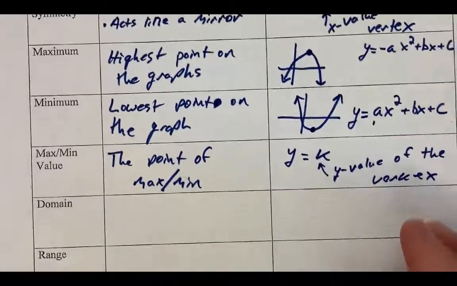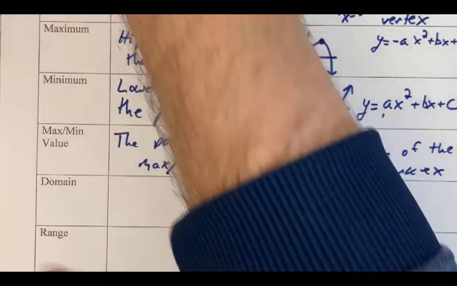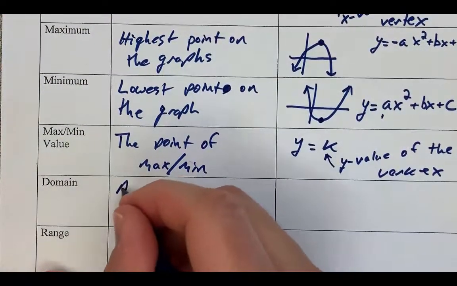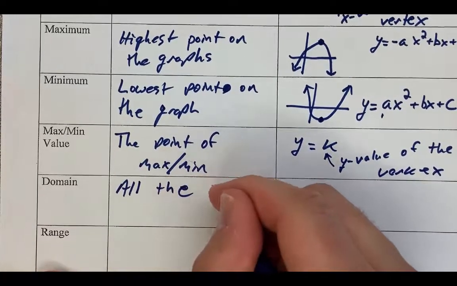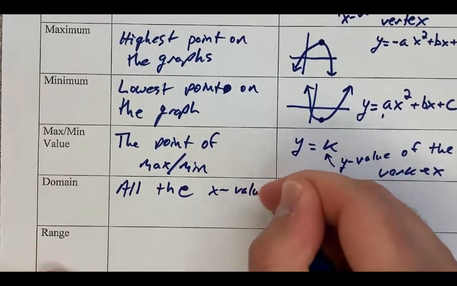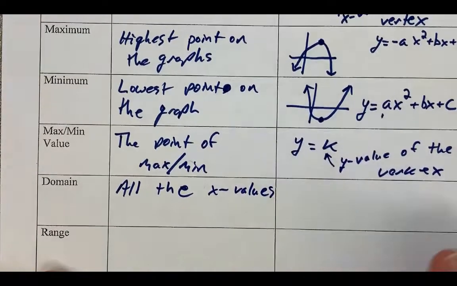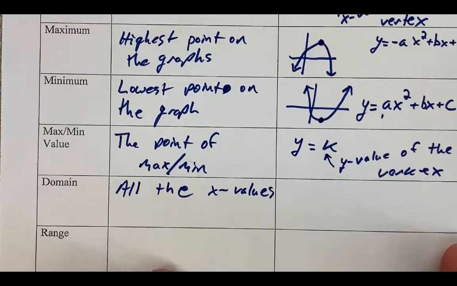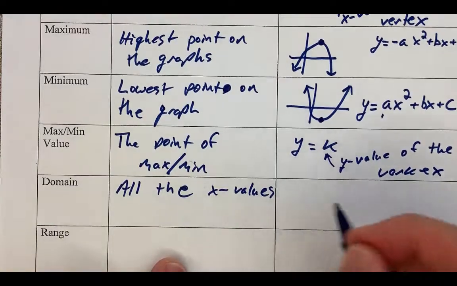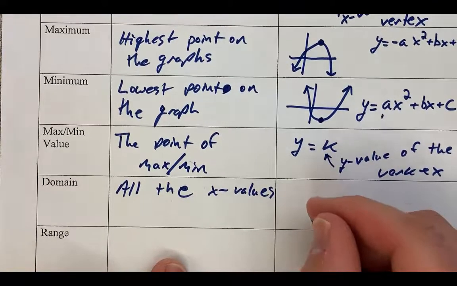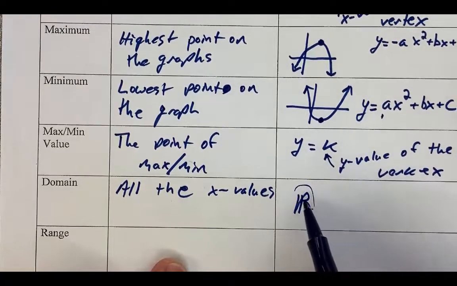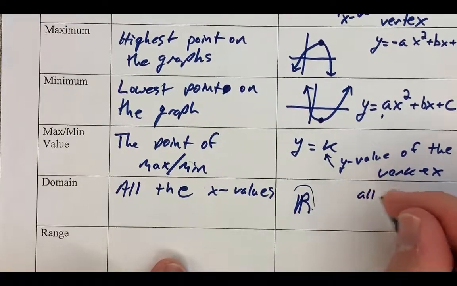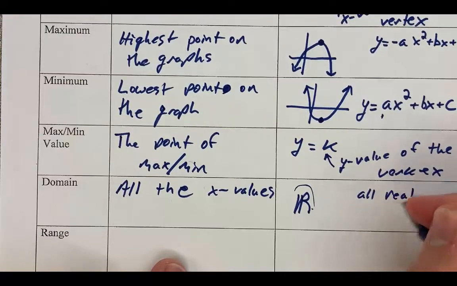The domain, remember, is all the x values covered by the graph. For all of our parabolas, the domain will be all real numbers. We write this fancy R, or you can just write all real numbers.